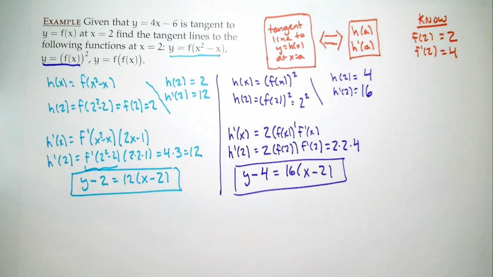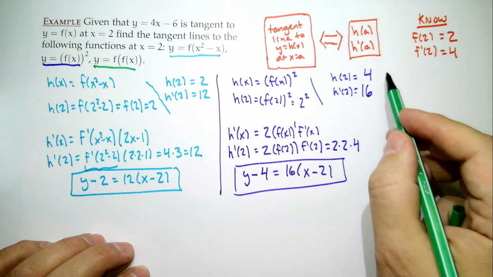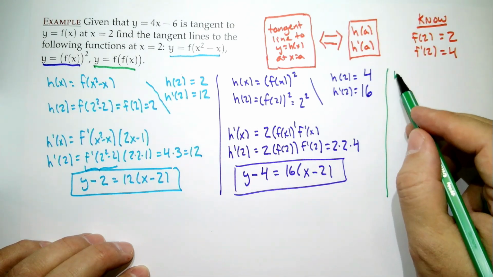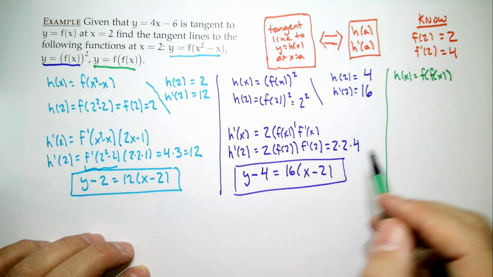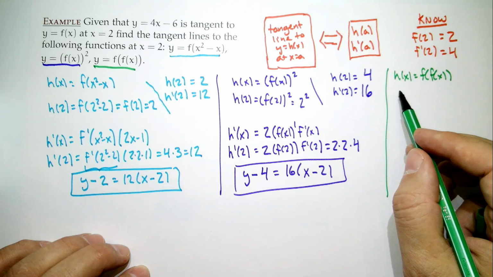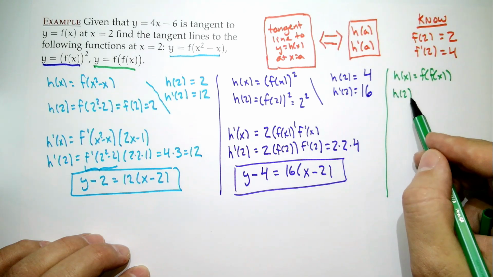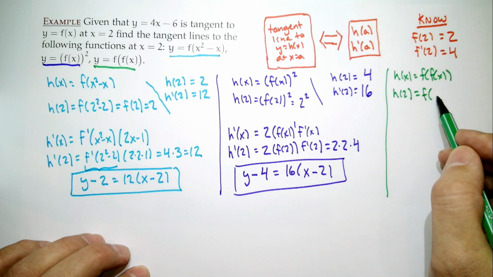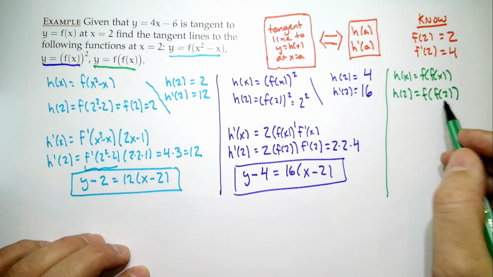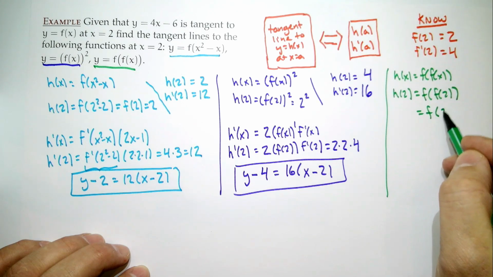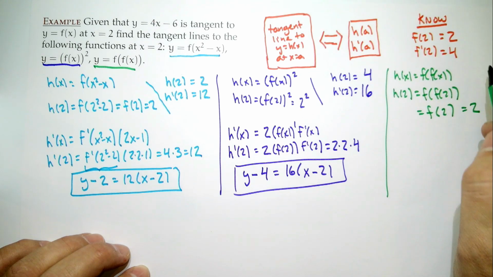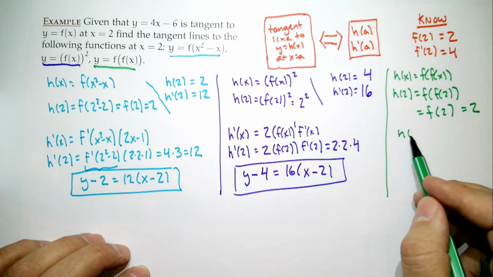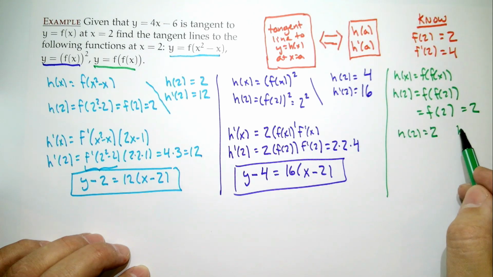Okay, for our last one, we have f of f of x. All right. So again, I'll just call h of x f of f of x. And what is h of 2? Well, it's f of f of 2. But f of 2 is 2. So it simplifies to f of 2, which is 2. Okay, so, all right, h of 2 is 2. That's fine. H prime of 2?